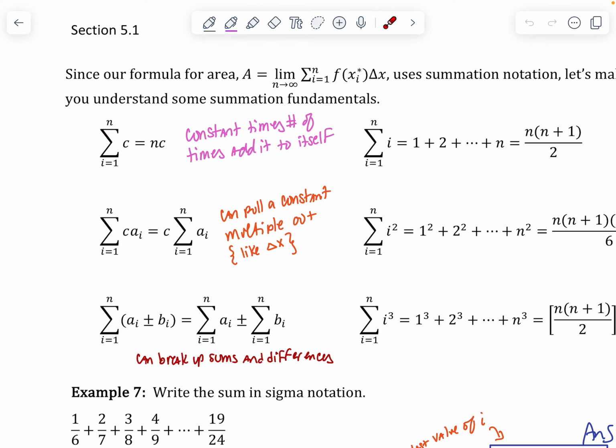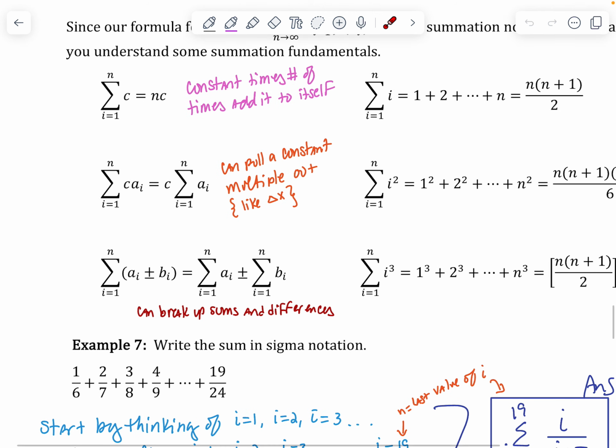If you're asked to add from i equals 1 to whatever total number, and you just have a constant, you're taking that constant, like 5 plus 5 plus 5 plus 5, n times. So you're adding that same constant to itself n times, which is the definition of multiplication. A constant number times the n value.